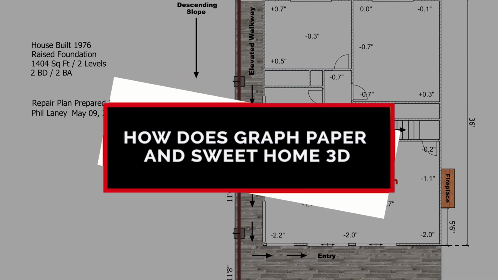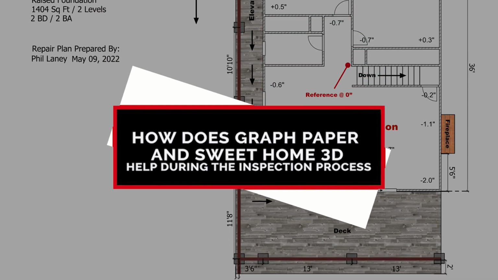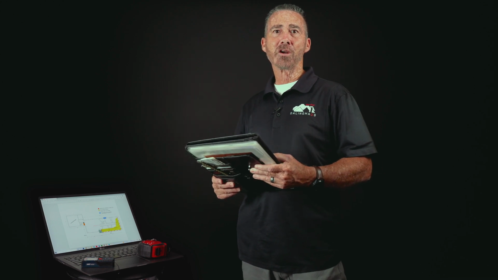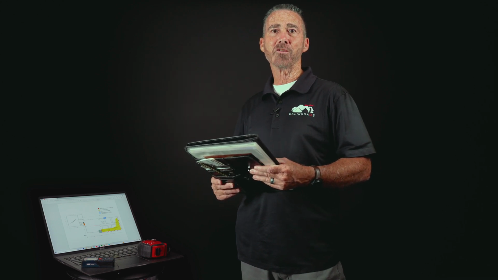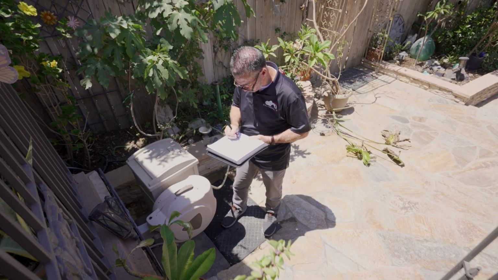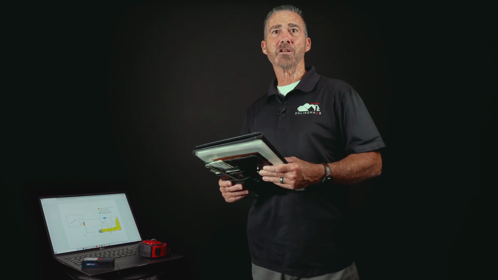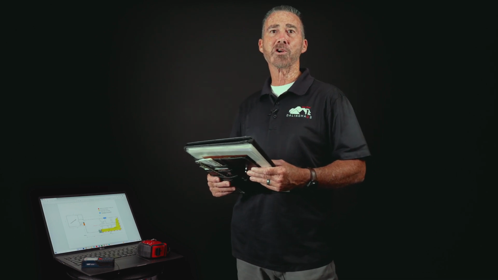The two elements, one being the graph paper and one being the Sweet Home, will merge together and create that drawing. So with that drawing and it being scaled, we can properly put together a repair plan that's scaled based on distances and loads and calculations of the structure in preparation for where piers would go.